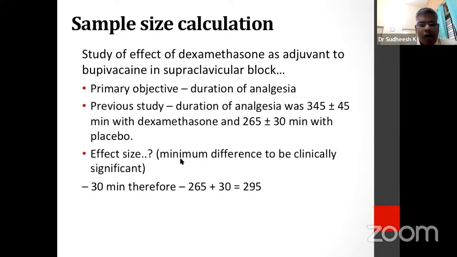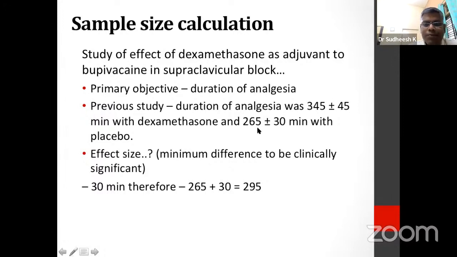Therefore, I need to highlight at this point that we are not considering the value of 345, but we are actually assuming a much lower value, because it's not always necessary that the patient will develop the same value when you conduct the study at different places. So to be on the safer side, we try to assume a minimum safe value which can be clinically significant. Therefore, we add an effect size of 30 minutes to the placebo group.